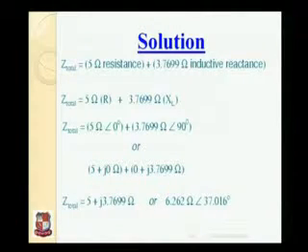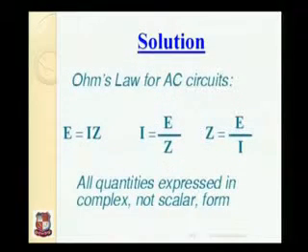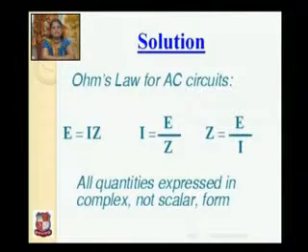So your final answer for Z is 5 plus j3.76 ohm, or in polar form it is 6.26 angle 37.016. Now Ohm's law for an AC circuit. Ohm's law for a DC circuit is V is equal to IR. If you have to apply Ohm's law for an AC circuit, instead of resistance you have to consider the effect of impedance. So for an AC circuit, Ohm's law is E is equal to I into Z. So I is equal to E by Z, and Z is equal to E by I.